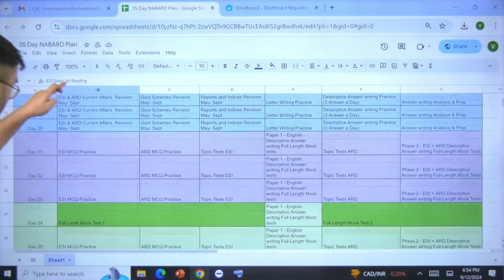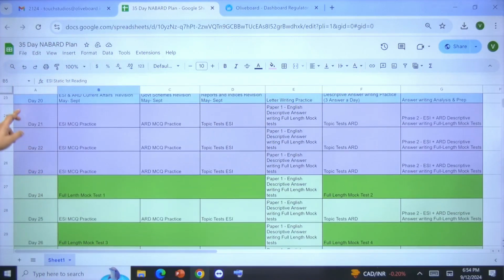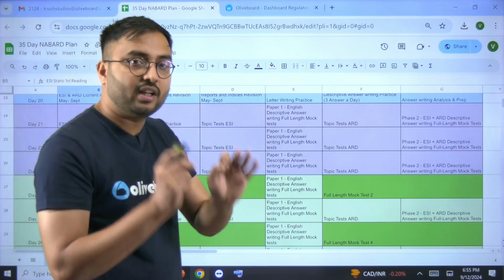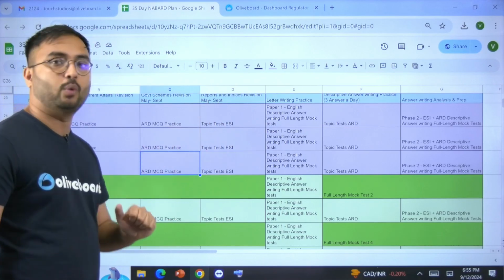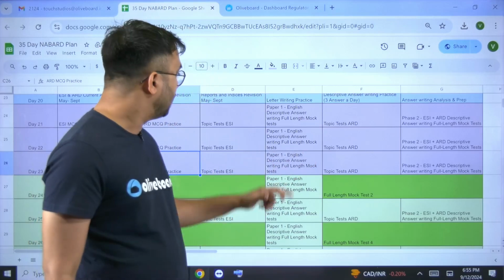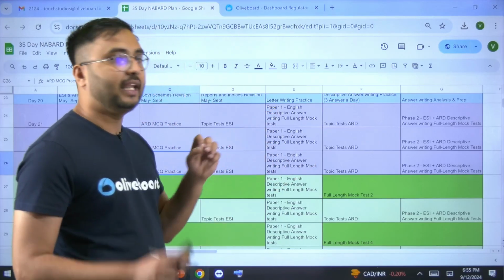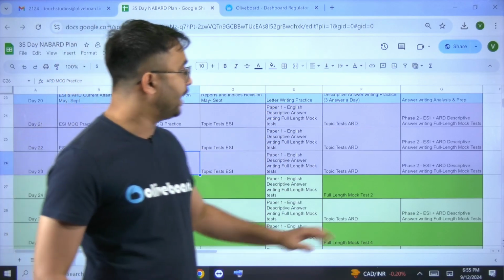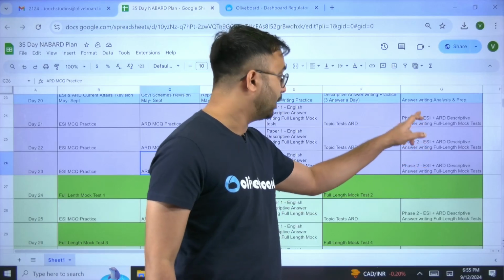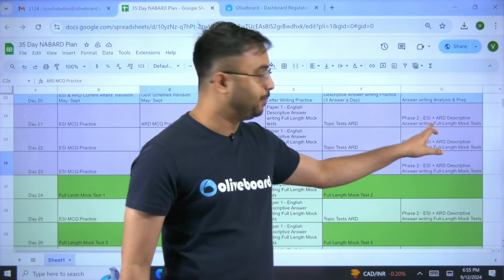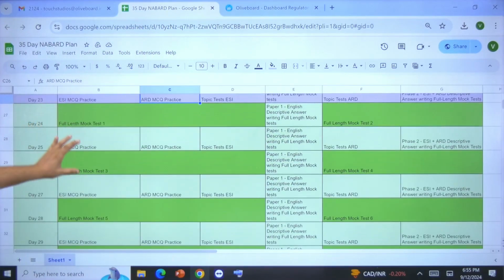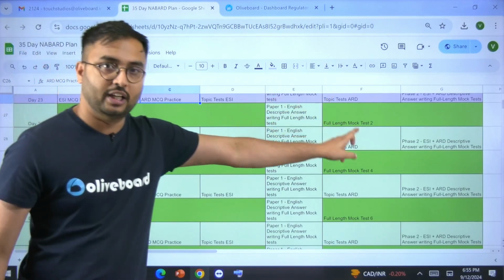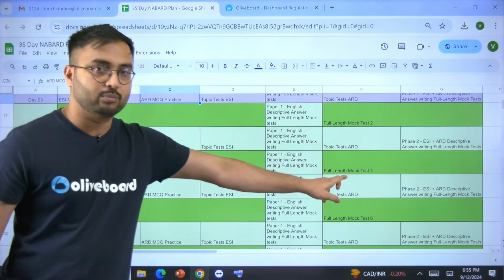Okay. Last week, if you are looking at it, it is broken down so that on day 21 to 23, what you will do is proper rigorous MCQ practice. ESI MCQ practice, ARD MCQ practice, then ESI topic wise test, ARD topic wise test. You can then also start paper 1 English descriptive full length mock test, and you can also start paper 2 ESI and ARD descriptive full length mock test. Okay. In between, on alternate dates, full length mock tests will also be there. Full length mock test 1, full length mock test 2, full length mock test 3, full length mock test 4.